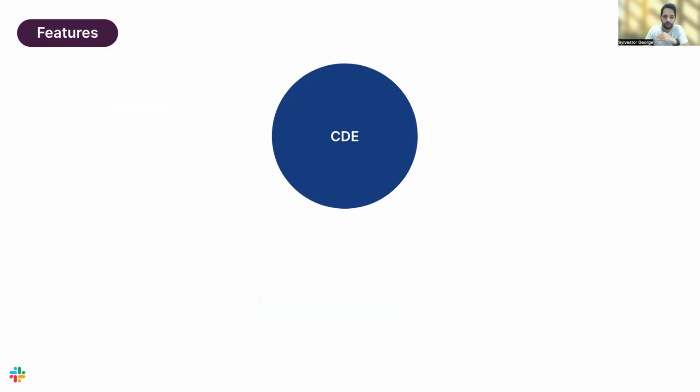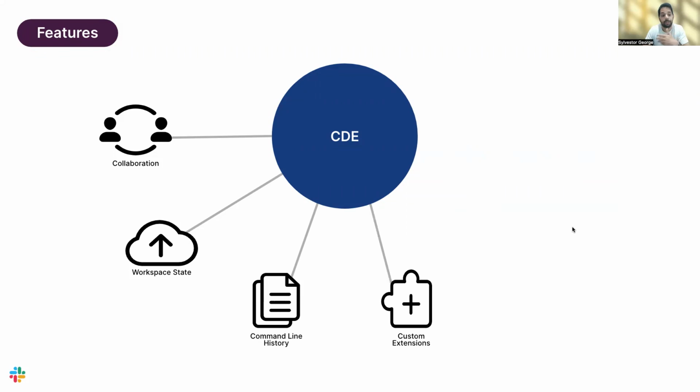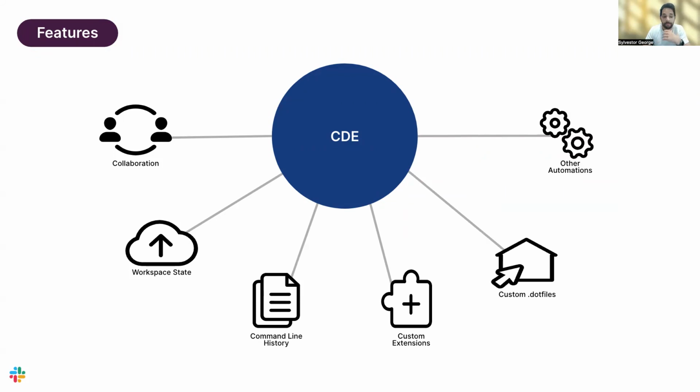We added several new features over a period of time to improve the development experience on CDE, such as code collaboration for multiple engineers to work on the same CDE, saving workspace states to make sure no engineer loses in-flight changes in case a CDE is terminated accidentally, saving and sharing command line history across multiple CDEs, supporting custom extensions to be installed based on their requirements, enabling syncing custom files for users on the CDEs, and many other automations that help smoothen the experience for the transition.